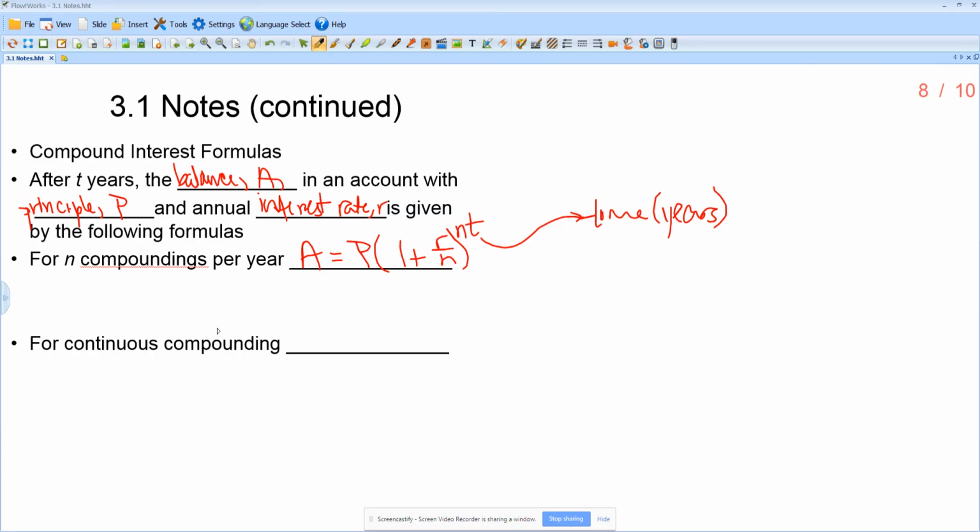Continuous compounding is a different formula, so that's going to be A equals P times e, that natural irrational base e, to the rt. We'll use those two formulas a little bit in the examples video, and you'll see some applications of that then.